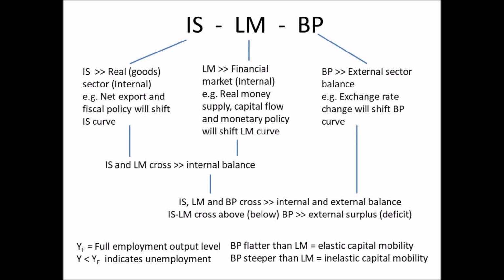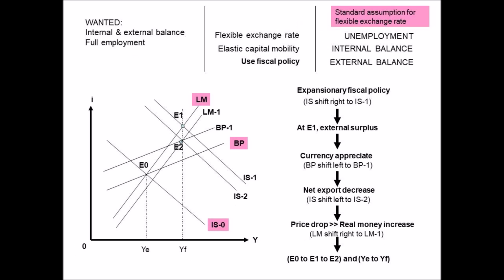Any point on the BP line is external balance. So if the IS-LM cross falls on top of the BP line, it's also external balance. So E0 here represents internal balance and external balance, because these three lines cross together. And they cross together at YE. This YE is actually below the YF, which means YE represents unemployment. In this case, we have internal balance, external balance, and unemployment.